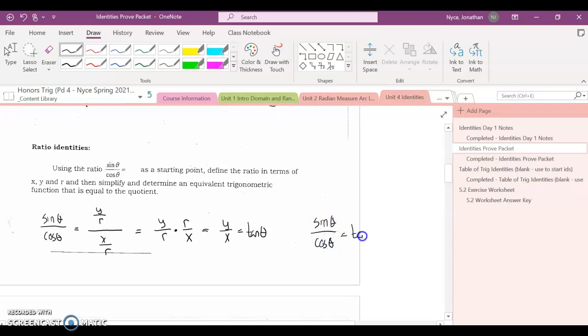So altogether, this gives us sine over cosine is equal to tangent. This is a big one, guys. This one comes up all the time. You'll end up memorizing this one without even trying to. That's going to be one of our ratio identities.